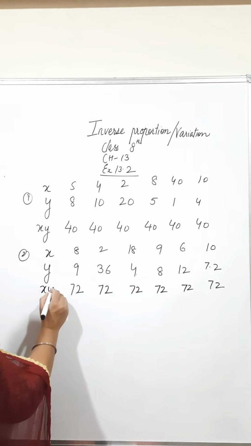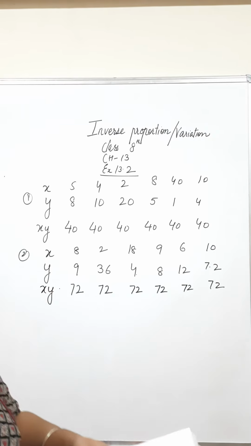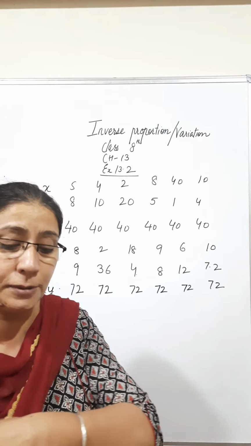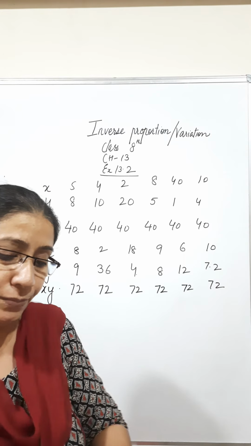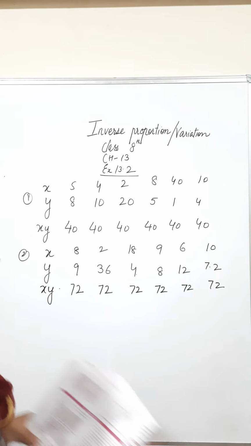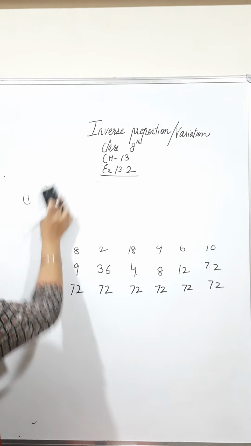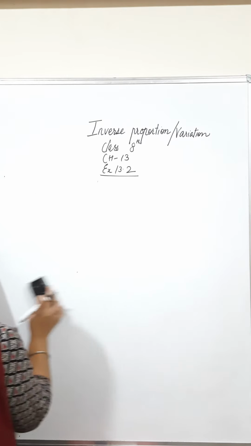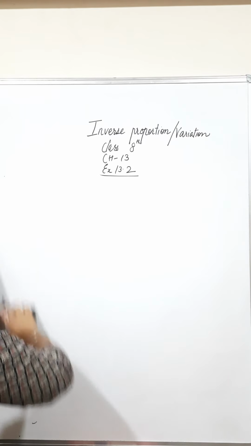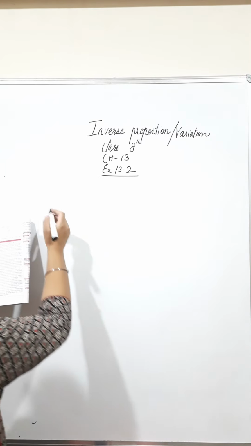So therefore we say that it is an example of, yes, they are examples of inverse variation. Now beta, we have to fill in the blanks in the second question for inverse variation. As you already know, we will do it in the same way as we have discussed earlier.